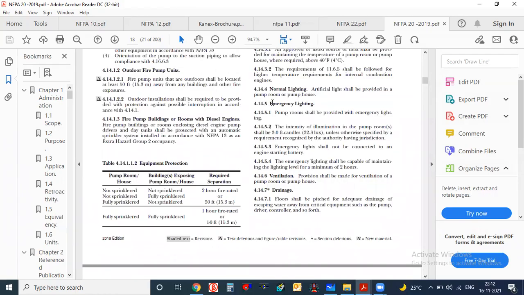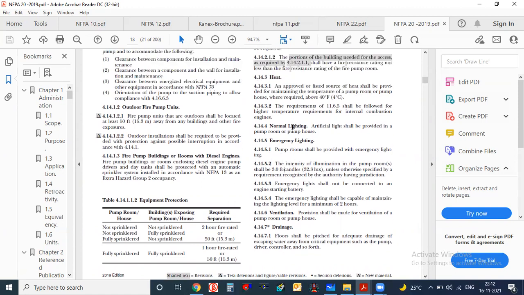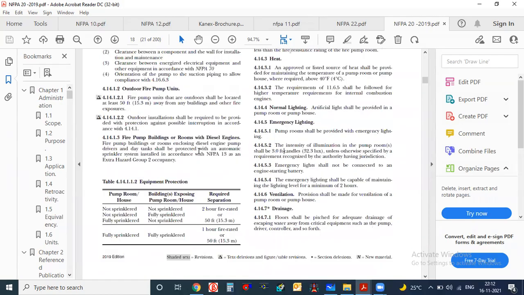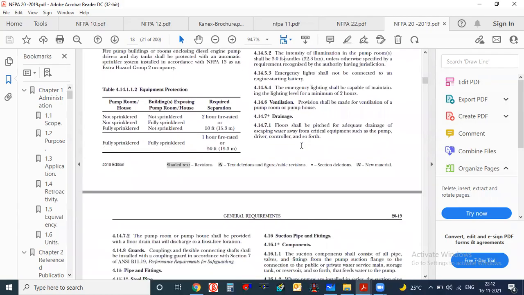Even they have given about the emergency lighting also. Pump room shall be provided with emergency lighting. And here they have given the minimum lux value also. The intensity of illumination in the pump room shall be 32 lux unless otherwise specified. So these are little important points which are given here for designing purposes.